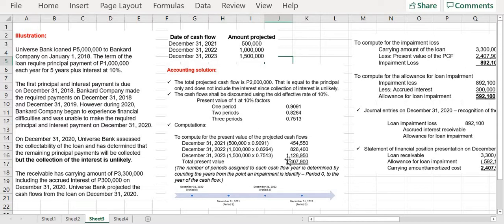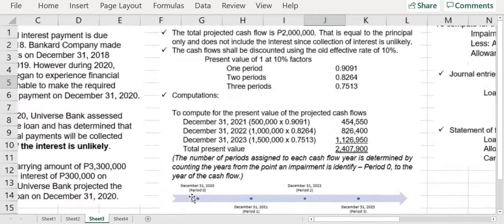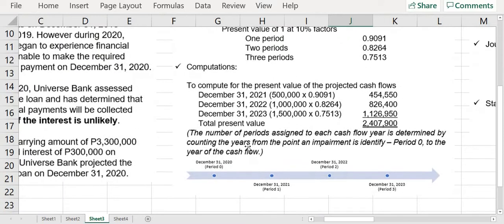So, the total present value natin is 2,407,900. Okay, so, the number of periods, no? Take a look at this timeline here. Ayan, may timeline tayo dito. So, si period 0, ito yung December 31. Okay, let me zoom in.